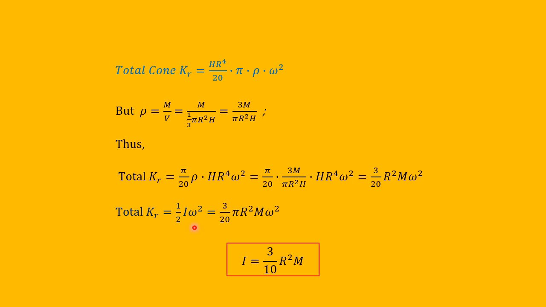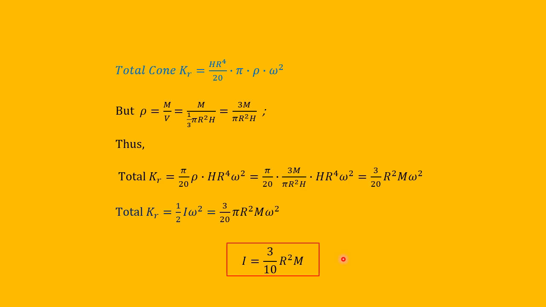Setting these two things equal, as we did right here, we can solve this algebraically for I pretty easily. Divide both sides of this equation by omega squared. That gets rid of this factor, gets rid of this factor. Then multiply both sides of this equation by 2. And after we do that, we have that I, the moment of inertia of this cone, is just 3/10 r squared times m.